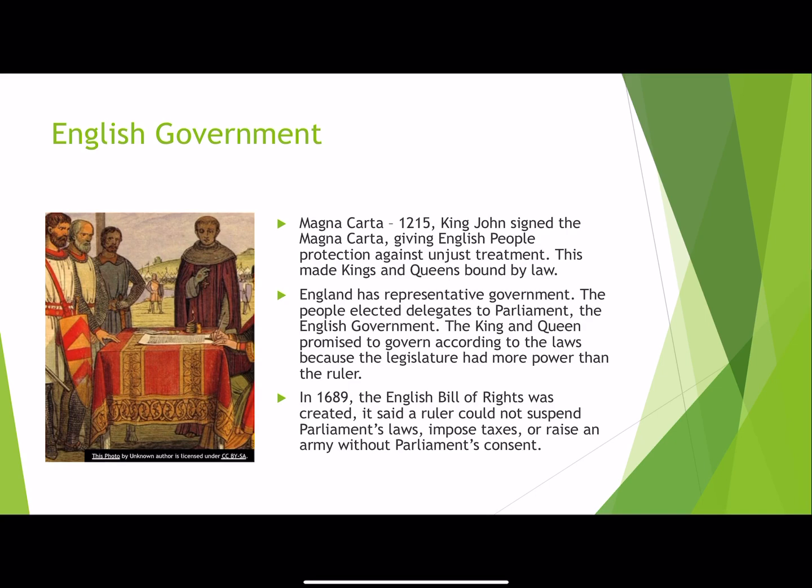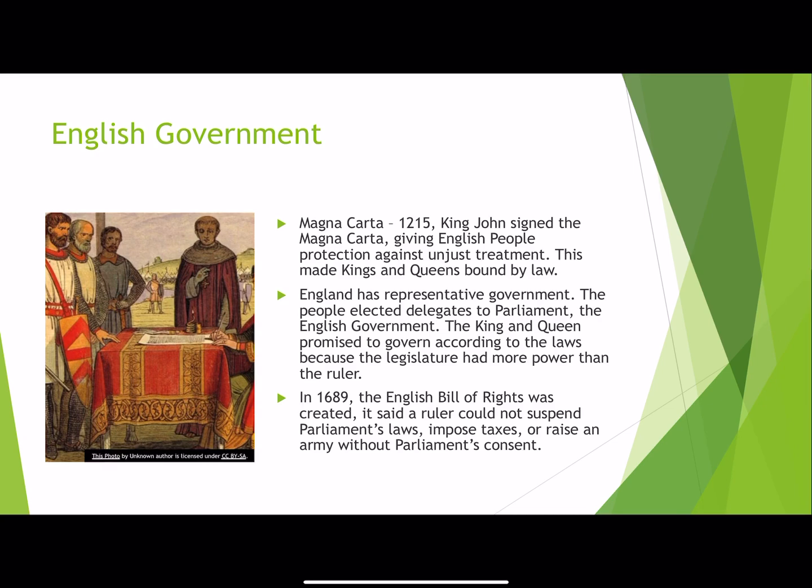And then England created a representative government. The people elected delegates to Parliament, and they served in the English government. It's kind of like what we have today, where we elect people to represent us in government. We have senators, we have a House of Representatives. They had what they called delegates, and they were in Parliament. They would serve to tell the king and queen what exactly needed to happen. So they were the voice of the people, so to speak.